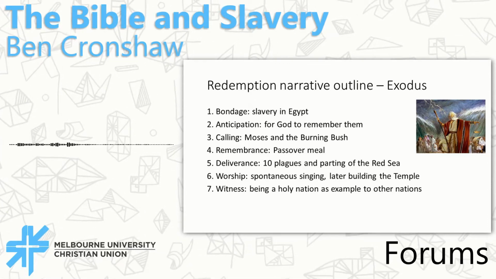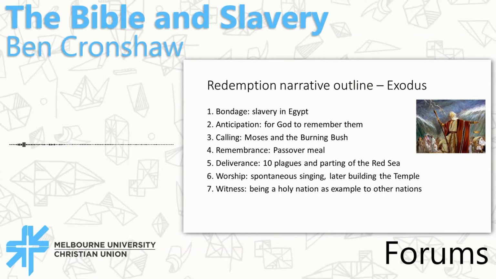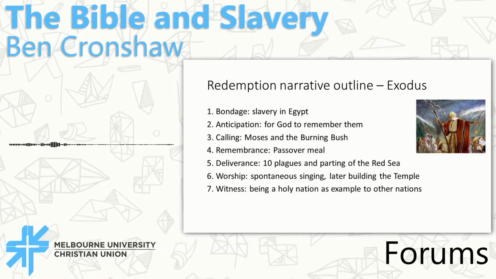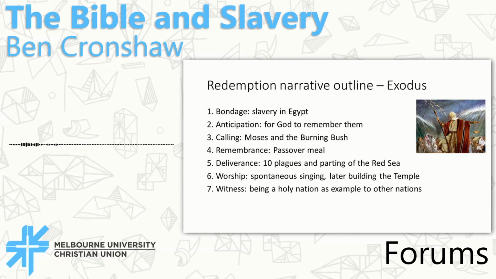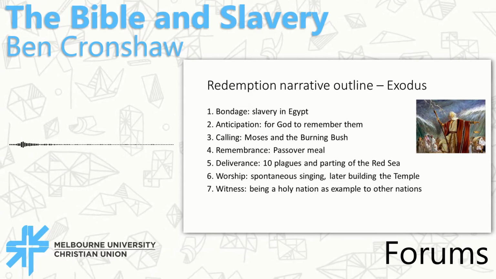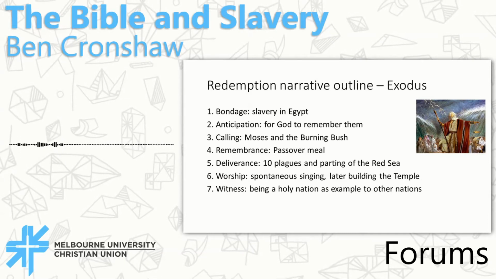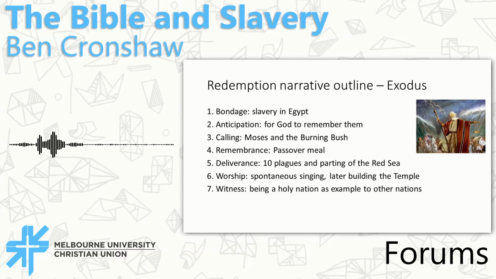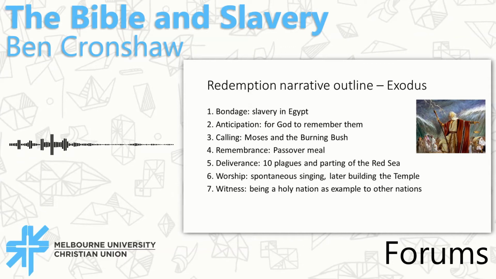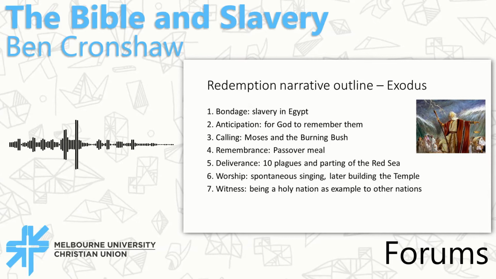And the book of Exodus is the story of God freeing the Israelites collectively from their slavery in Egypt. So we see the Exodus story follows the following structure. We have bondage, anticipation, calling, remembrance, deliverance, worship, and witness. With bondage, they were subjugated and enslaved by the Pharaoh. They were forced to work under slave masters in increasingly brutal conditions, particularly on industrial projects. Their lives were hard, and they were denied any chance to worship the Hebrew God in the desert.